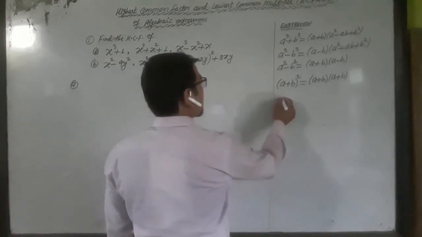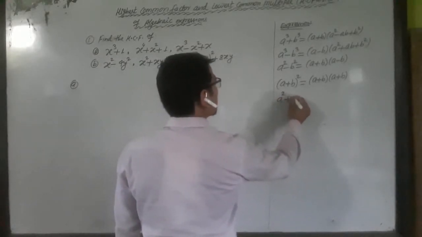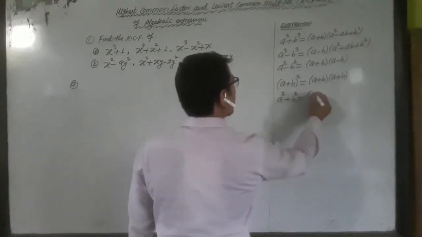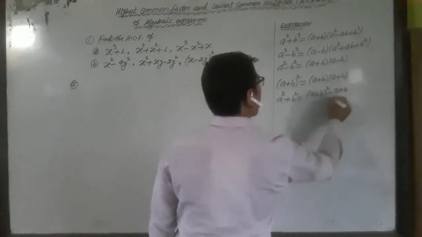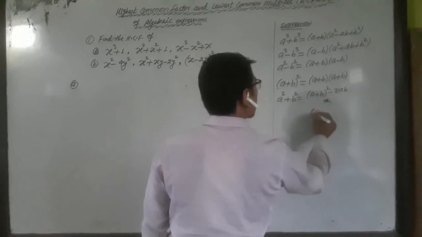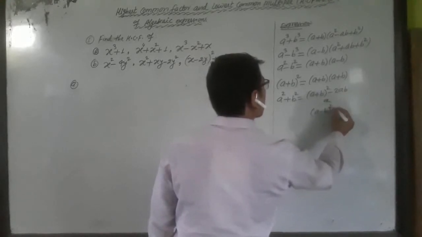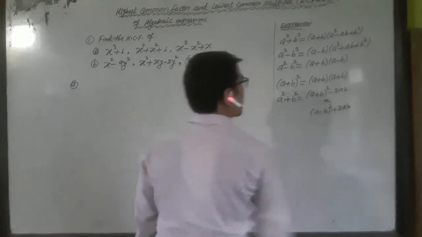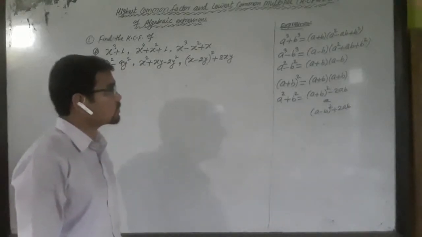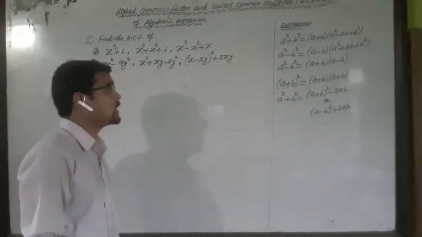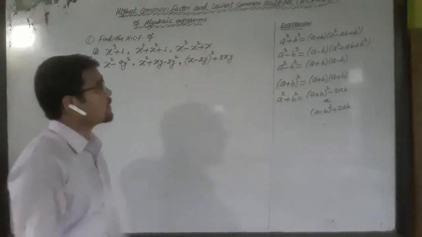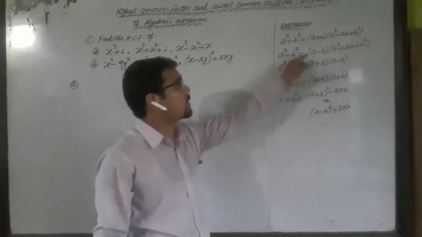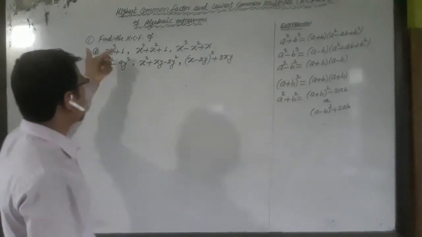Another one that we also use here: sometimes a square plus b square is equal to a plus b whole square minus 2ab, or another one, a minus b whole square plus 2ab. We have done this in the previous episode also, where I taught you how to factorize it. So now, based on these factorization formulas, we are going to solve this problem here.